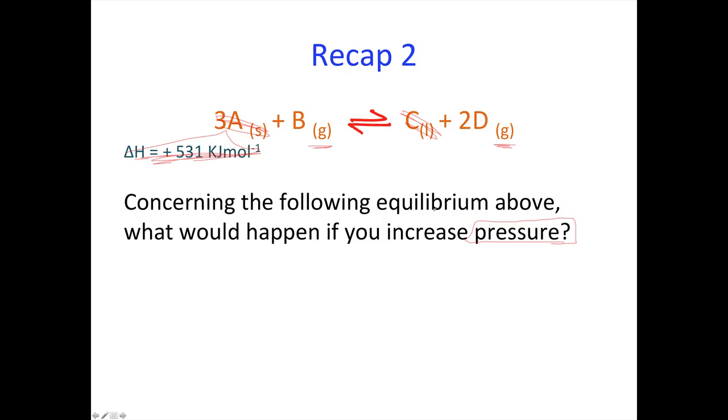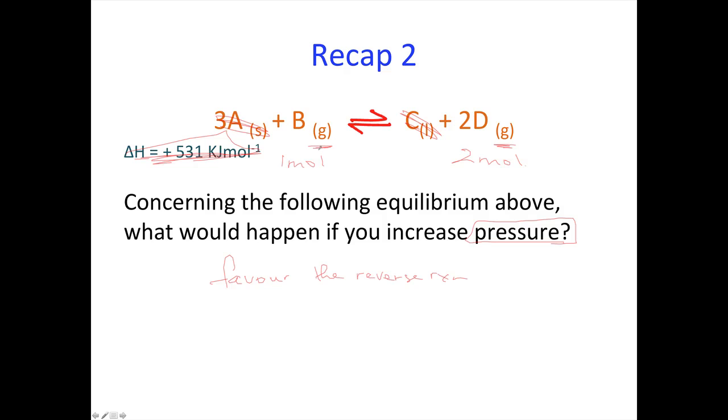So the only two pieces of information that are required here are the amount of gaseous molecules on this side, and the amount on this side. So you have one mole of gas on this side, and you have 2 moles of gas on this side. So if you increase pressure, if you remember from your notes before, it's going to favor the side that has fewer moles of gaseous molecules. So in other words, the answer for this question is that it's going to favor the reverse reaction, because on the reverse side, there are fewer moles of gas.